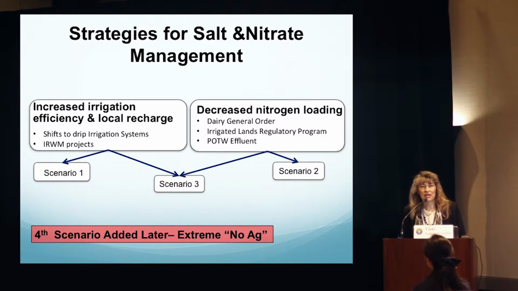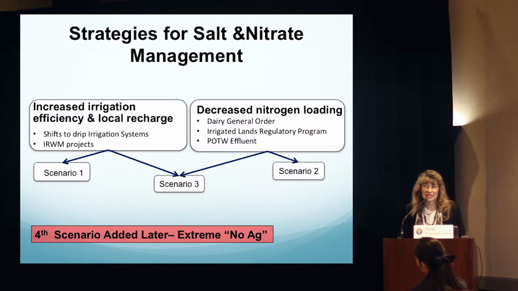The things that we were focusing on were salt and nitrate strategies, and we worked with the stakeholder group in order to arrive at what those would be. We were trying to limit the number of variables that we were dealing with, but the ones that we focused on were a decrease in the use of irrigation water, so an increase in irrigation efficiency, more drip irrigation, and also local recharge. That was part of scenario 1 and then part of scenario 3. Scenario 2 was focused on a decrease in the nitrogen loading. So basically, scenario 3 was the best of both worlds of scenarios 1 and 2, and that's the one I'll show some highlights of results for in a few moments.